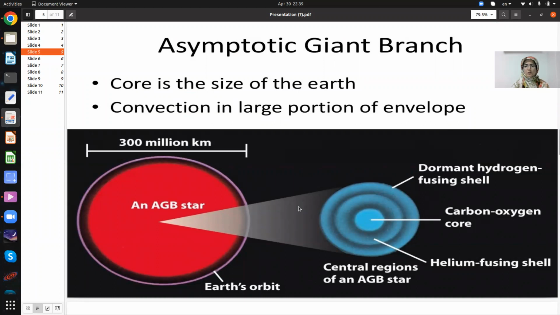Also, you see here the core is the size of the Earth, with convection in the enlarged portion of the envelope. And this is the Earth's orbit. In the central region of the AGB star, we have the helium fusion shell and the carbon-oxygen core, which in the asymptotic giant branch is not dense enough, so the core is not burning. And at last we have the dormant hydrogen fusion shell, that is also not burning.